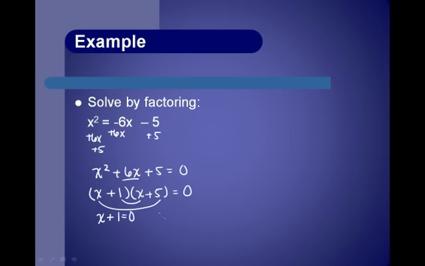X plus 1 is equal to 0. X plus 5 is equal to 0. First case, subtract 1, so we get x equals negative 1. Second case, subtract 5, and we get x is equal to negative 5. I promise all of these do not have a solution of negative 5. It looks that way, but really they don't.